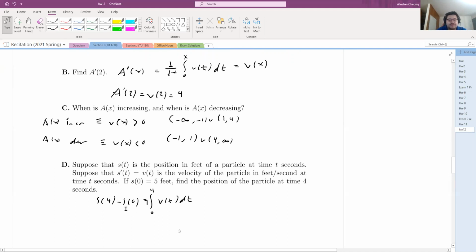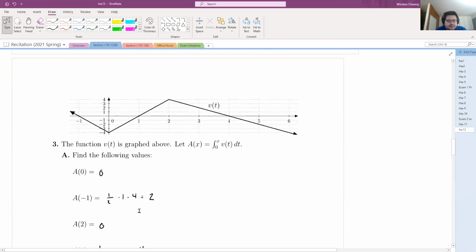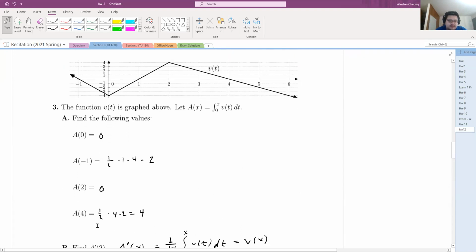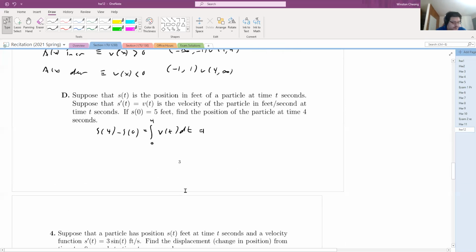So we know what S of 0 is. We know it's 5 feet. When we calculate this, we're going to end up getting the difference. So we'll be able to calculate what S of 4 is, which is going to be the position of the particle that the problem is asking us for. So then the way we calculate this definite integral is we notice that this is actually something we already calculated. This integral from 0 to 4 is simply this A of 4, which is just 4.